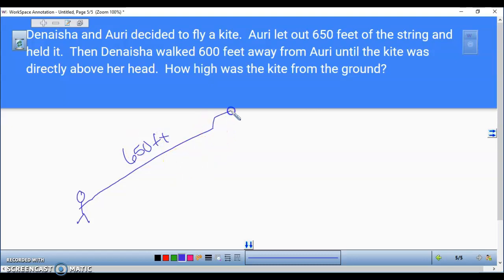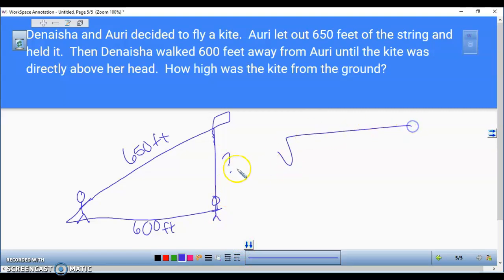Here's the kite. I can't really draw a kite. There we go. Ooh, that wasn't bad. Now, Denasia walked 600 feet, so let's just pretend this is exact here. We're not taking their heights into account. 600 feet away from Ari, directly below the kite. Here's Denasia here. We want to know how high is the kite.